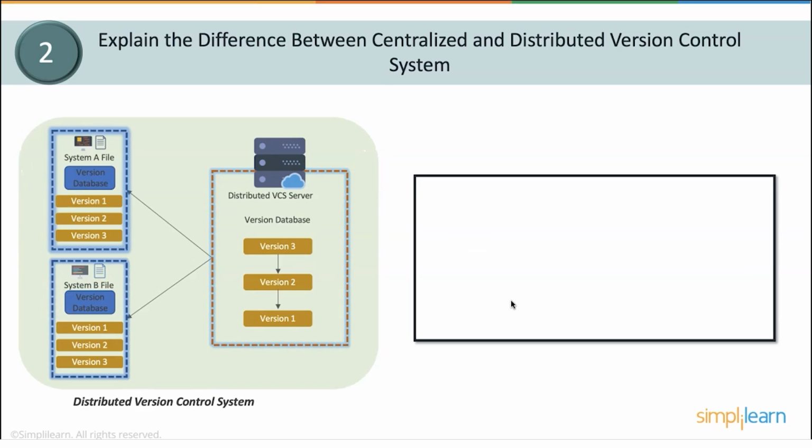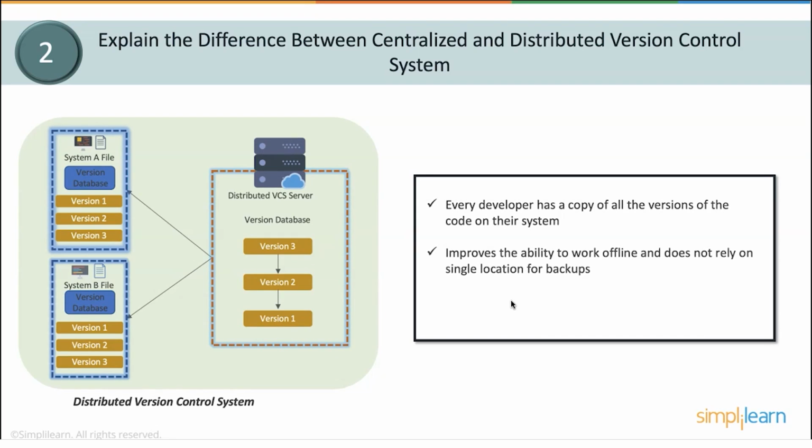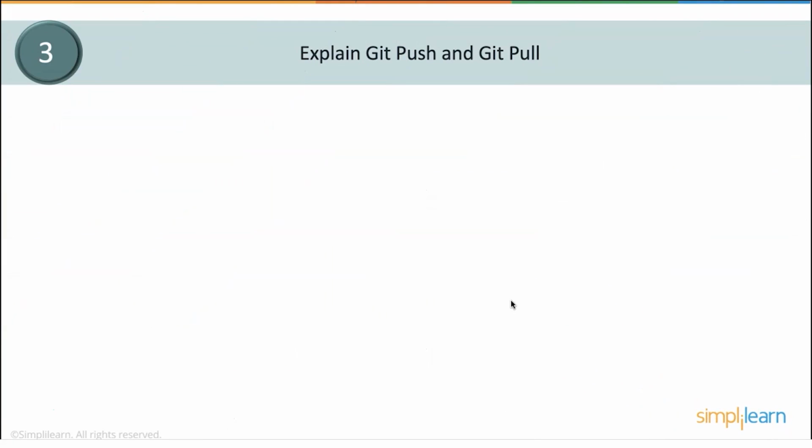Now, when it comes to the second option, the distributed version control system, every developer has a copy of all the versions while developing code. So it improves the ability to work offline and does not rely on a single location for the backup. So there is not even a threat of server crashes. That's the benefit of the distributed version control system.